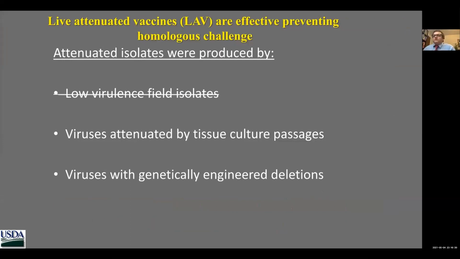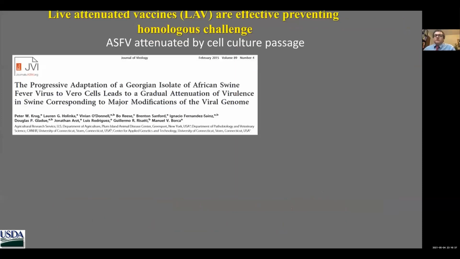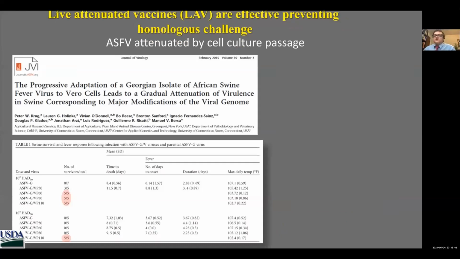So the next one I want to talk about is viruses attenuated by tissue culture passages. There have been several attempts at this. I'm going to talk about the study done at Plum Island, where we took the Georgia isolate and adapted it to Vero cells. As we passed the Georgia isolate in Vero cells, by the time we got to passage 60, we had 5 out of 5 animals survive a low dose, 10 to the 2. By passage 110, we had 5 out of 5 animals survive a dose of 10 to the 4. So we were able to attenuate ASF by cell culture passage.